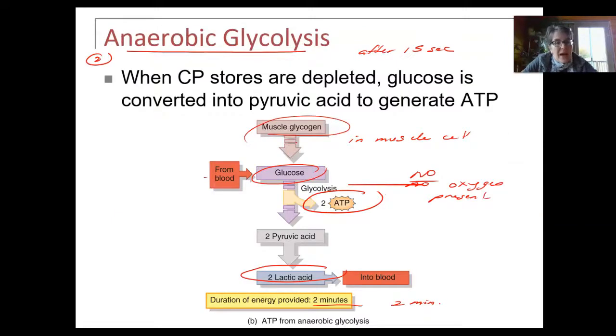Then I'm going to go back to anaerobic glycolysis, where I will make a whole lot of lactic acid, and I will have no oxygen really present. Because my muscles aren't used to having that demand, I'm not making a lot of ATP.